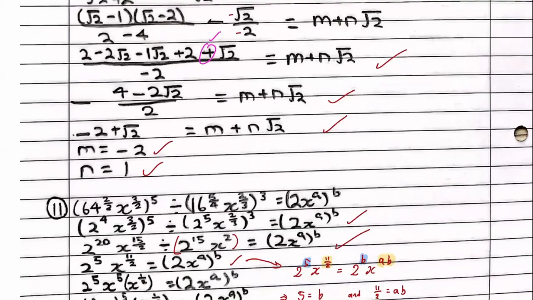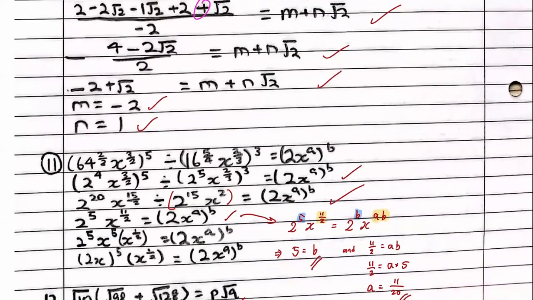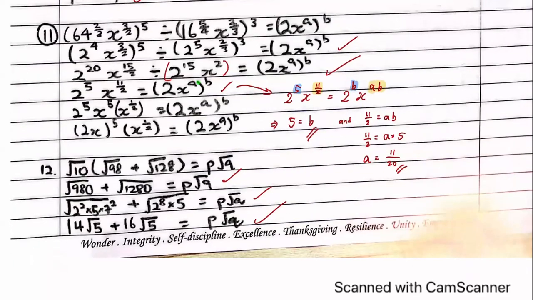Here is the same trick. You just need to compare. What we can do is the right hand side we can modify a bit: 2 power b times x power a times b. The b brings in. Then you can compare 5 with b, 11 over 2 with ab. You already solved for b. B is 5. Then you can substitute in. So you get 11 over 2 equals a times 5. Solve for a.